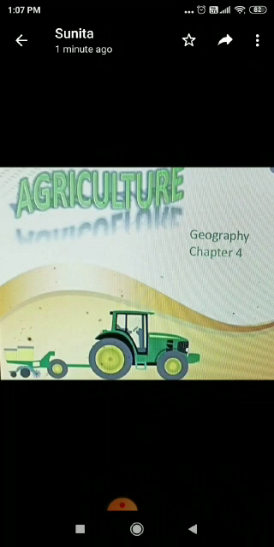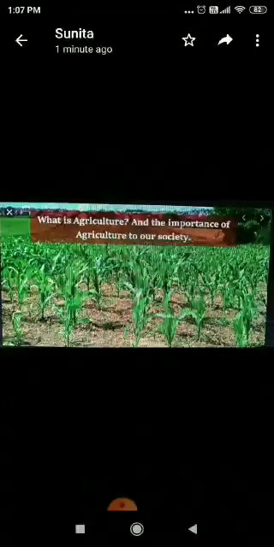In this chapter, we will talk about agriculture as an economic activity, then different types of agriculture and farming, then the major crops which are grown in India as well as in the world. First, what is agriculture and how is it important for our country?